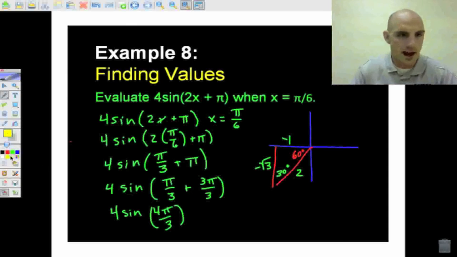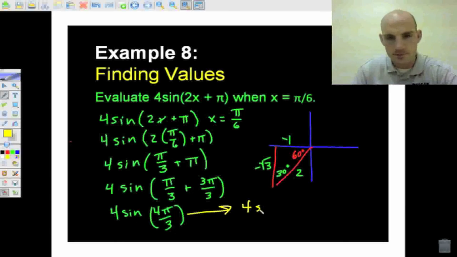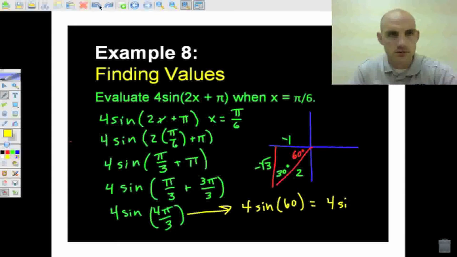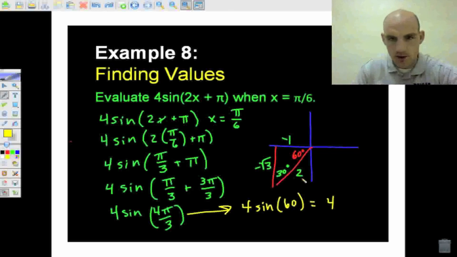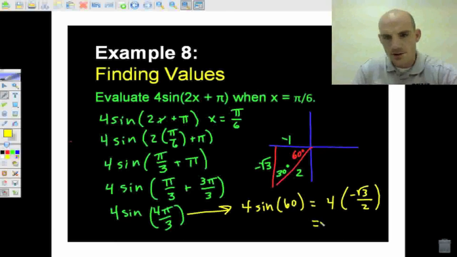So after I substitute, here's what I've got. 4 times the sine of 4 pi over 3, which is really the sine of 60, which is equal to 4 times, and the sine of 60 is going to be opposite over hypotenuse, negative square root of 3 over 2. This is going to cancel, I'm going to have a 2 out here, 2 times negative square root of 3, which is equal to negative 2 square root 3.